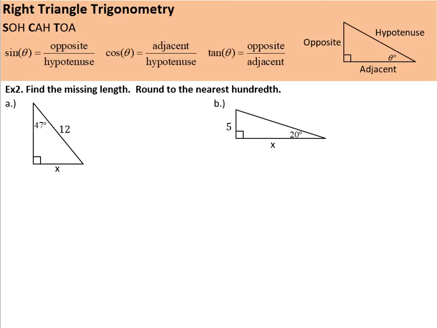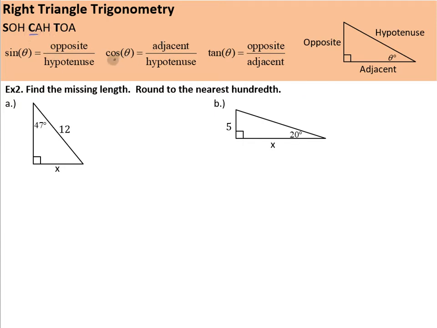Okay, next up, let's review some right triangle trigonometry, SOH CAH TOA. And what this is supposed to help us memorize is the 3 right triangle trig ratios. So sine of our angle equals the opposite over the hypotenuse, O over H, opposite over hypotenuse.